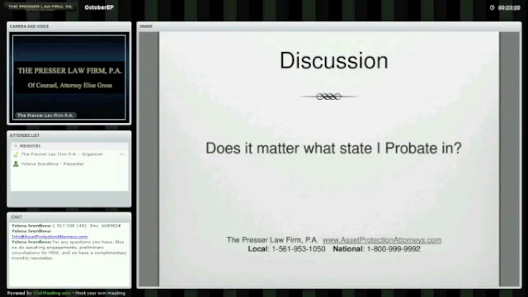Now, Florida has some very unique advantages because we don't have a state inheritance tax and we have the Florida homestead. So many people actually want to be Florida residents. It's a good thing to be domiciled in Florida. And if you are, that's going to be the state where you do your primary probate.